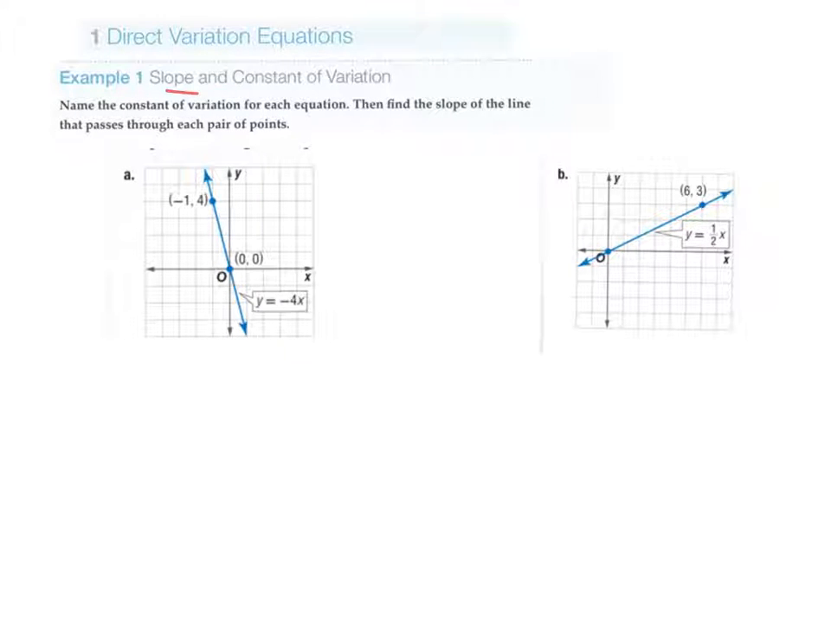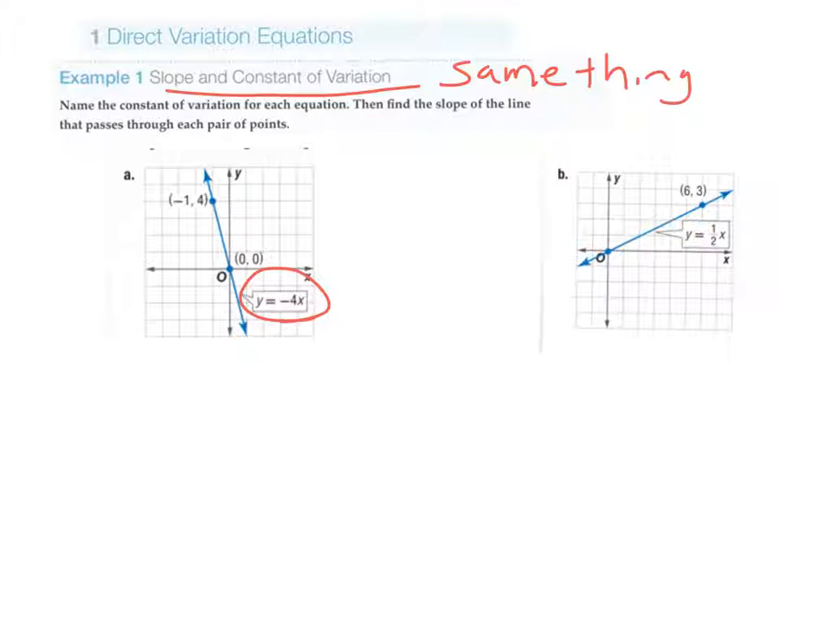To do slope and constant of variation, we have to understand that they are the same thing. And since they're the same thing, all we have to do is find it, and we know what the slope is. So here's this direct variation formula, which the -4 is the slope.